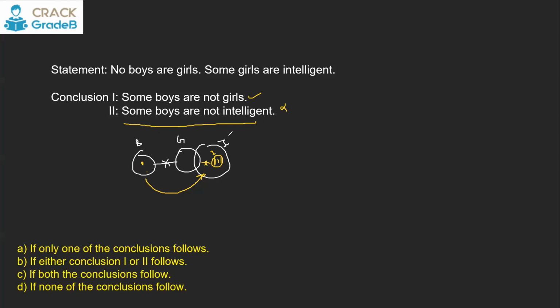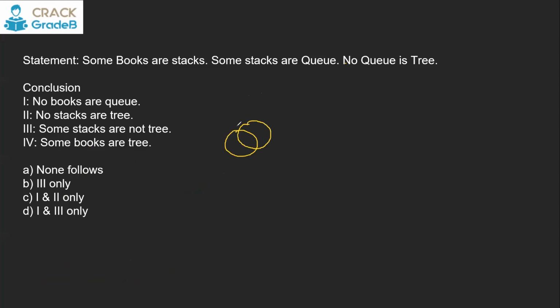Some books are stacks. Some stacks are queues. No queue is tree. No books are queues. It is not necessary, because they can intersect as well. Books and queues can intersect. So not necessary. No stacks are trees.